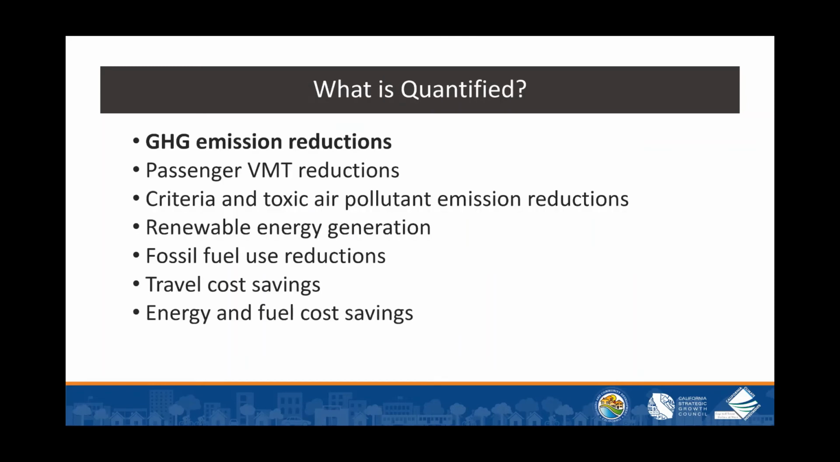The AHSC Benefits Calculator tool uses project-specific information to estimate GHG emission reductions and co-benefits associated with proposed projects. Some co-benefit examples include criteria and toxic air pollutant emission reductions, renewable energy generation, and travel and fuel cost savings. The co-benefits are estimated using, for the most part, the same inputs that are required to quantify GHG emission reductions. However, only the GHG emission reductions are used for scoring per the AHSC guidelines. The co-benefits information is used for reporting purposes on selected projects only. Next slide, please.